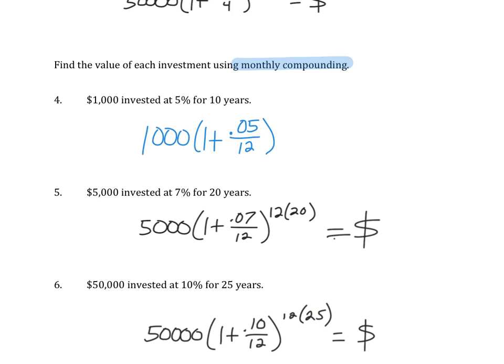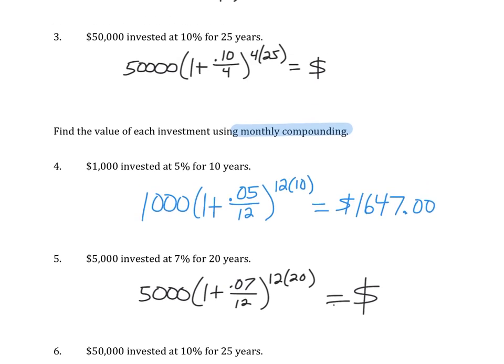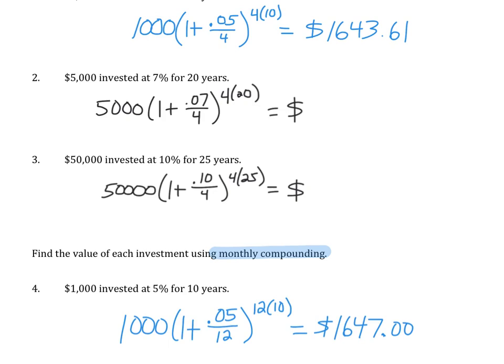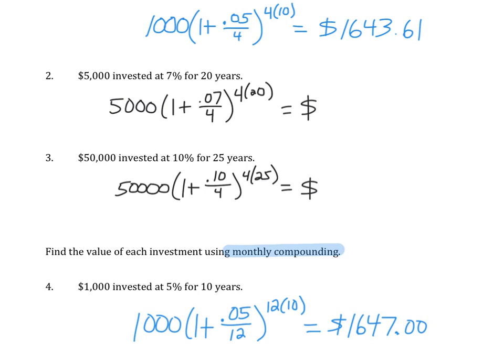However, it's going to grow more often. It's going to grow 12 times per year for 10 years. So the exponent is 12 times 10. That's 120 growth periods. And that comes out to $1,647 even. So you can see how that compares to quarterly compounding. It's about $4 better. So not a big deal in terms of a small amount of money, $1,000 invested at a smaller interest rate, 5%.